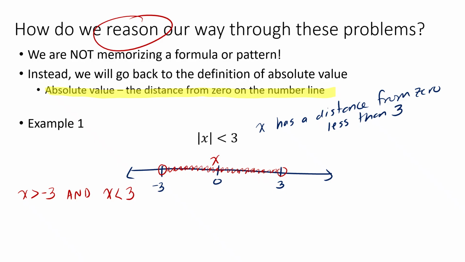A better way to write that would be -3 is less than x is less than 3. And you can see those inequalities there. So x is greater than -3, here it is right there, and x is less than 3 is a little bit easier to see because you don't have to switch the order. So that is the preferred way of writing it.